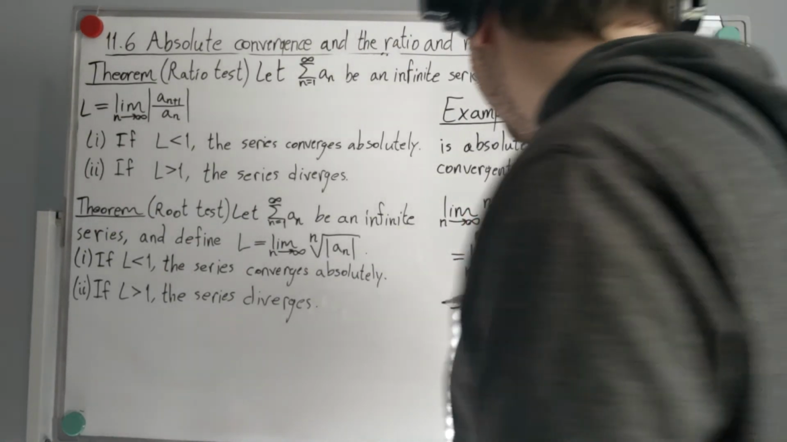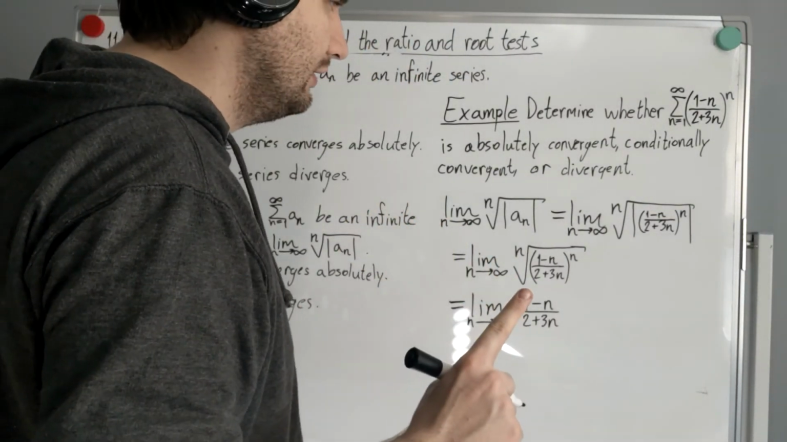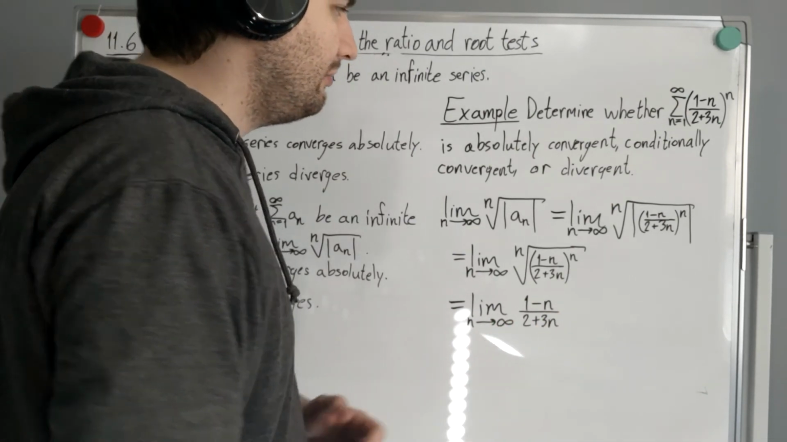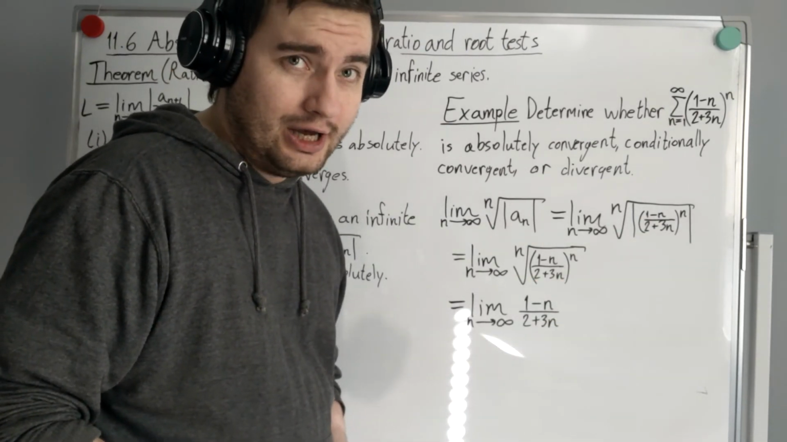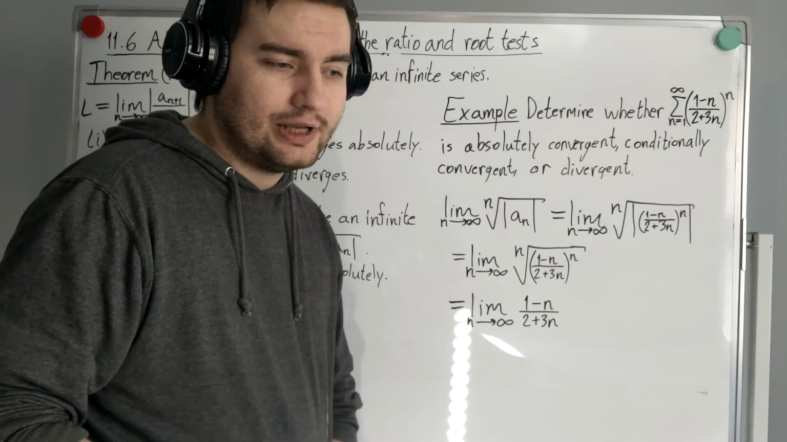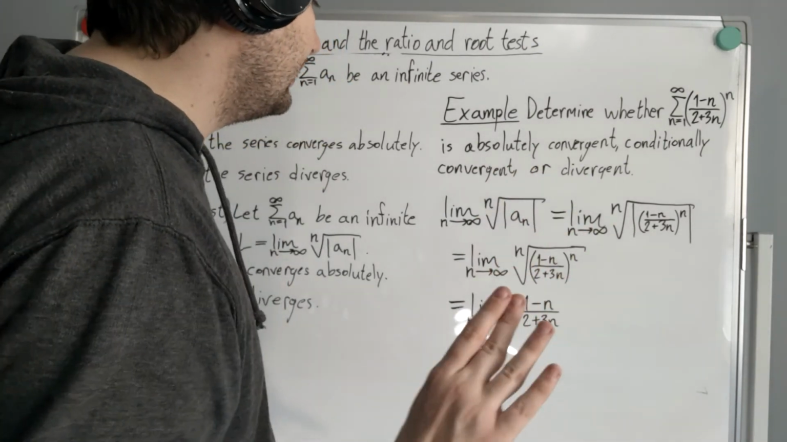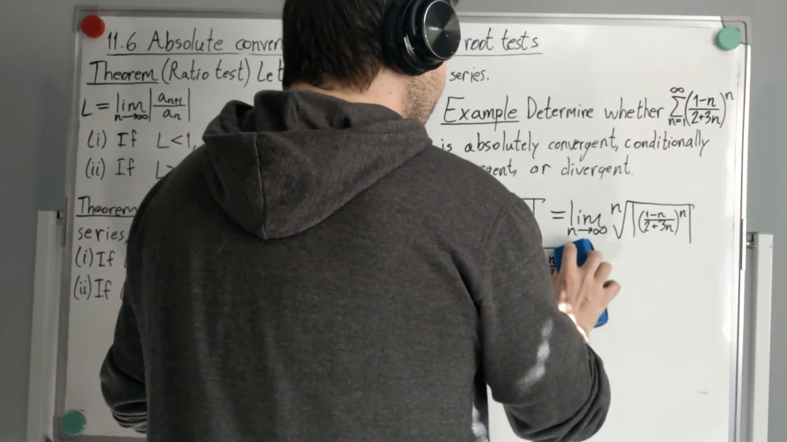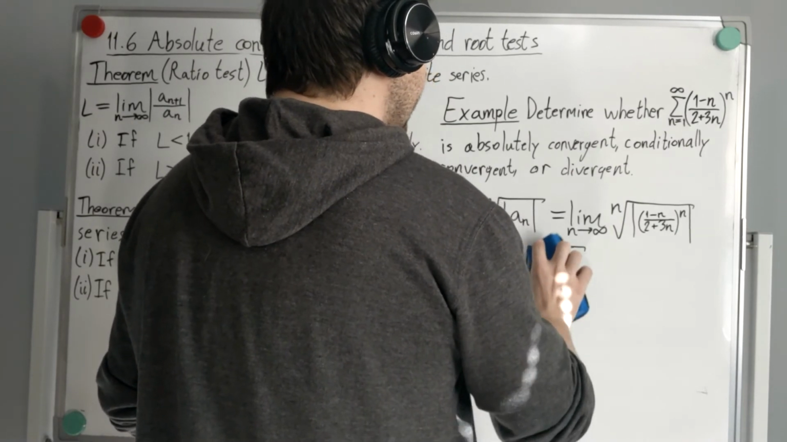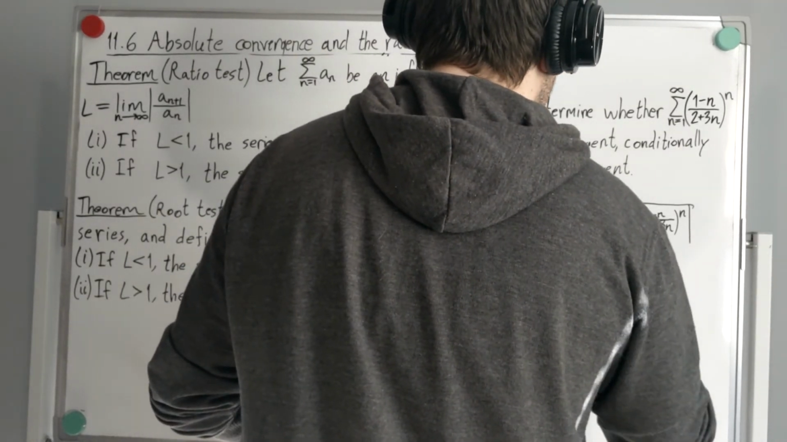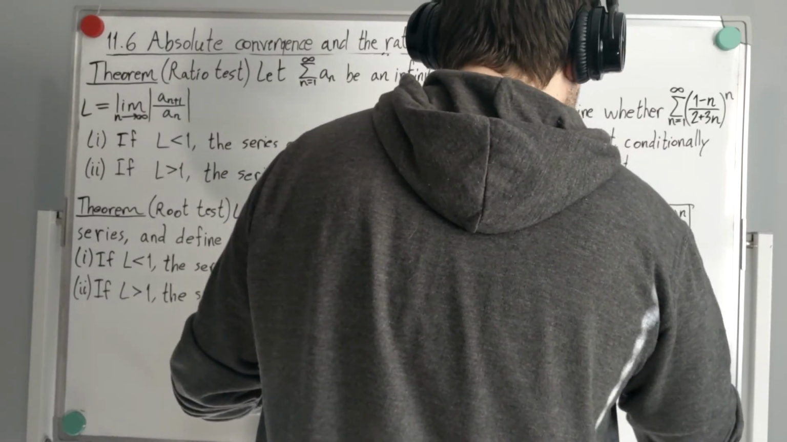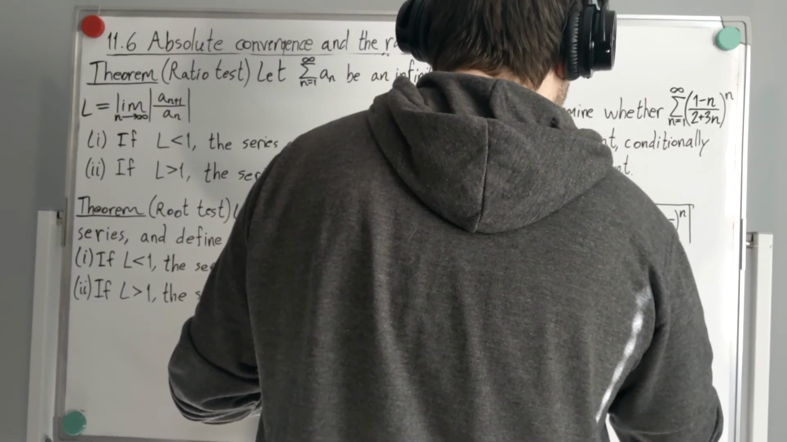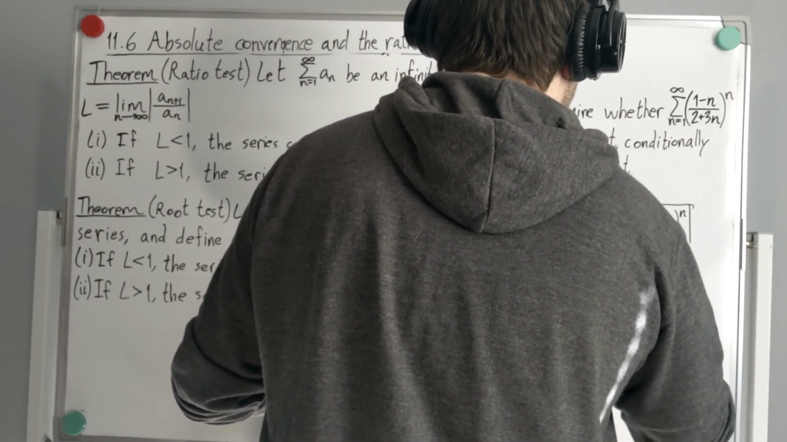Wait a second. No, I misspoke. It's small, but I did make a mistake here. 1 minus n is most certainly not non-negative. In fact, 1 minus n is going to be negative as long as n is greater than 1. So yes, we actually do need to care about the absolute values here. In that case, we can just take it inside the exponent. So we can just say that this is the absolute value of 1 minus n divided by 2 plus 3n raised to the nth power.